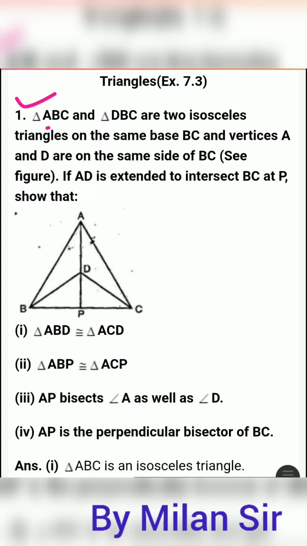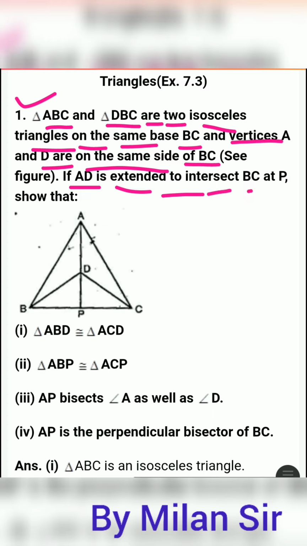Triangle ABC and triangle DBC are two isosceles triangles on the same base BC, and vertices A and D are on the same side of BC. If AD is extended to intersect BC at P, show that. Now we have these four questions.